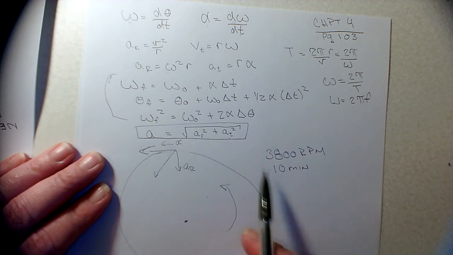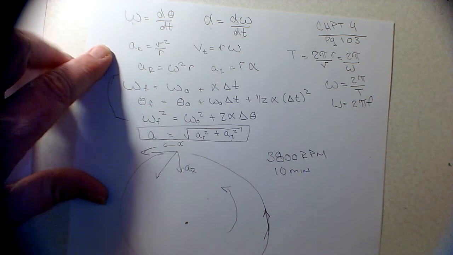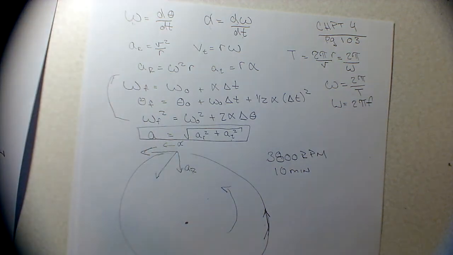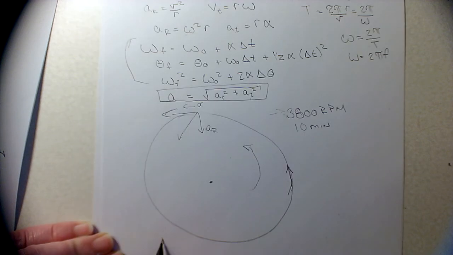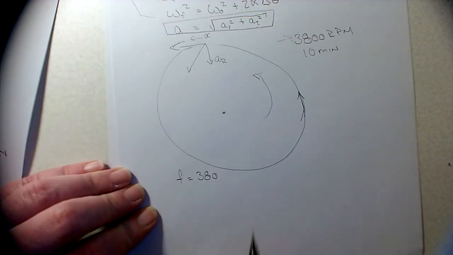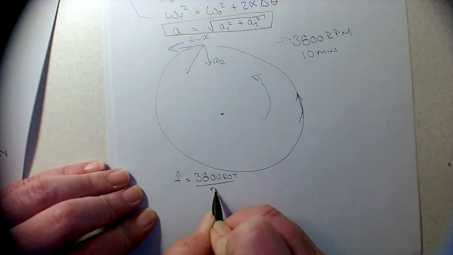Okay. So I know I have 3,800 RPMs, and I think the thing to get stuck on is if you look at all of these, you're like, but they involve the radius of something, and I haven't been given that. But I look at this, and I'm like, this is rotations per minute. Well, that is a frequency. So I know that my frequency is 3,800 rotations per minute.